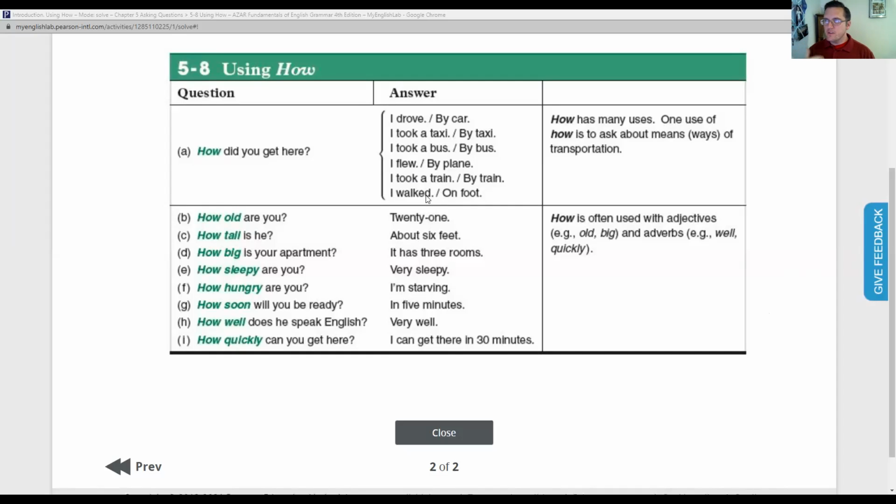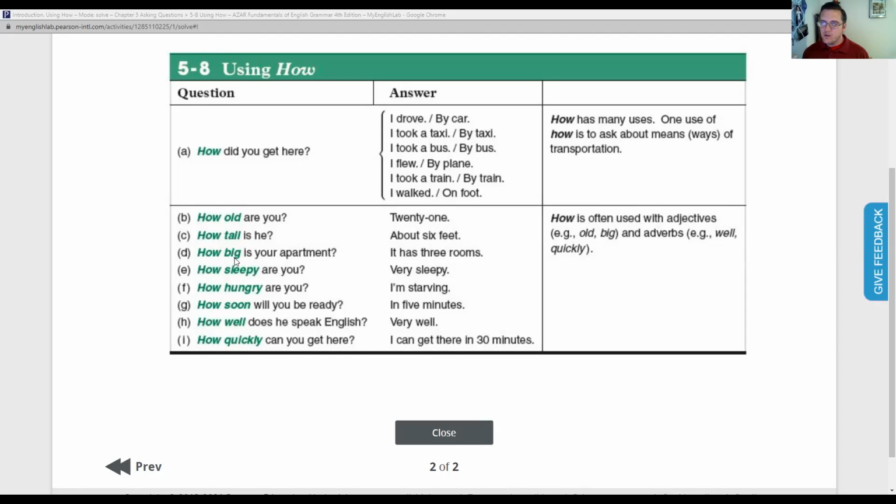How do you get to work in the morning? Or how do you get to school every day? We're just asking for transportation. We can also ask about the quality of adjectives. We want to ask someone's age. How old are you? We want the number of years. How tall is he? We want feet, inches, centimeters, right?